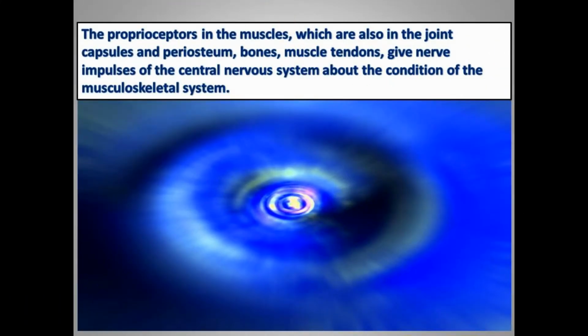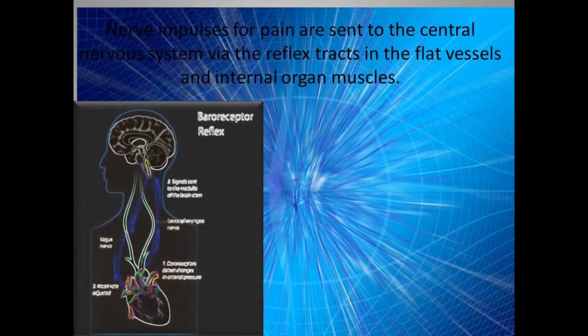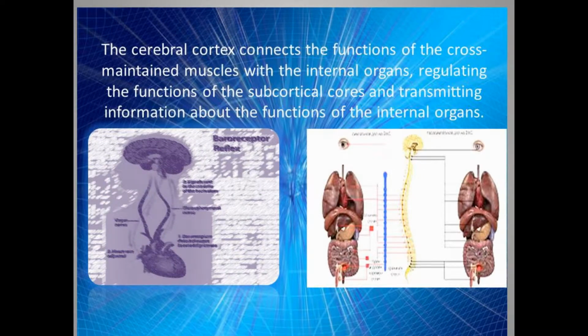The proprioceptors in the muscles, which are also in the joint capsules, periosteum, bones, and muscle tendons, give nerve impulses to the central nervous system about the condition of the musculoskeletal system. Nerve impulses for pain are sent to the central nervous system via the reflex tracts in the vessels and internal organ muscles. The cerebral cortex connects the functions of the cross-striated muscles with the internal organs, regulating the functions of the subcortical cores and transmitting information about the functions of the internal organs.